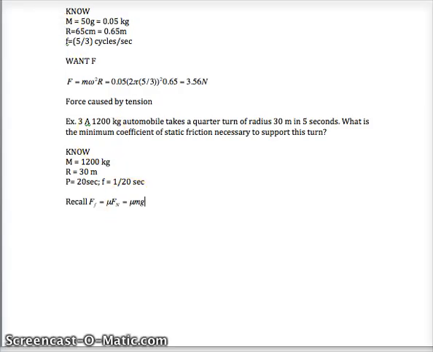So if you find the centripetal force, you can then set it equal to mu mg, and then you can find the minimum coefficient of static friction. And so we'll go through and work that. Now the rest of the problem is similar to the last one, so I'm just going to copy this and put in the different numbers.